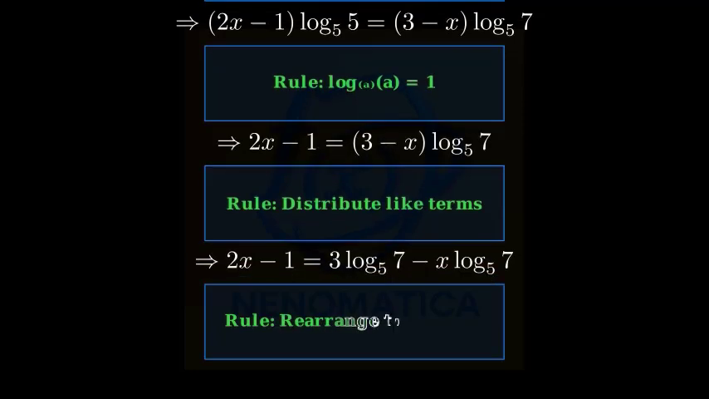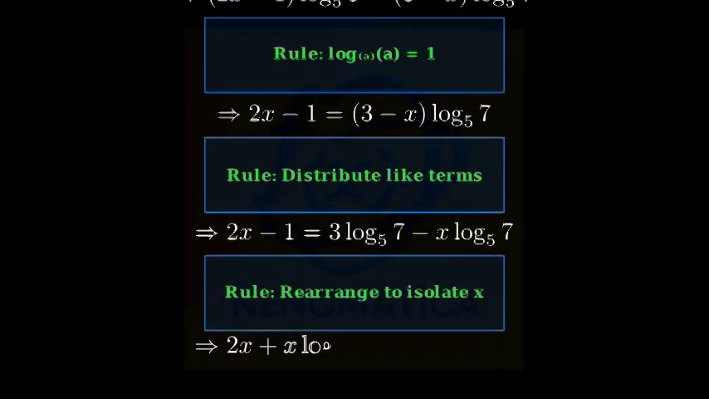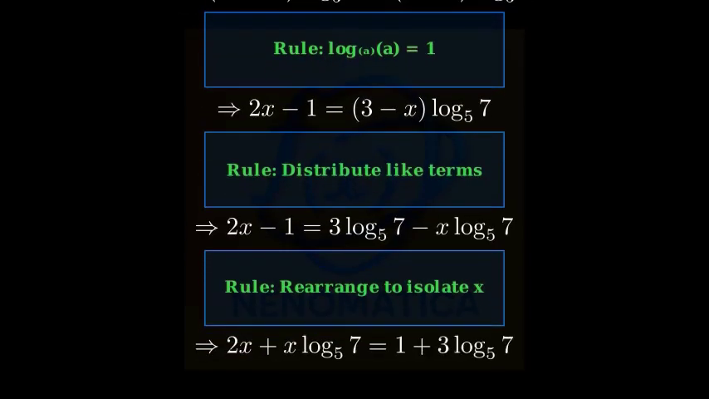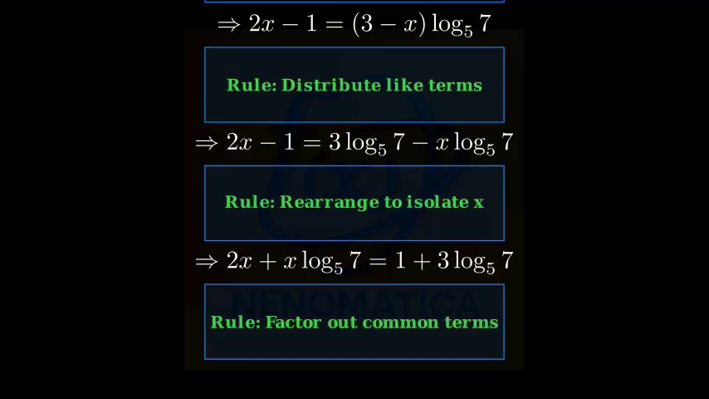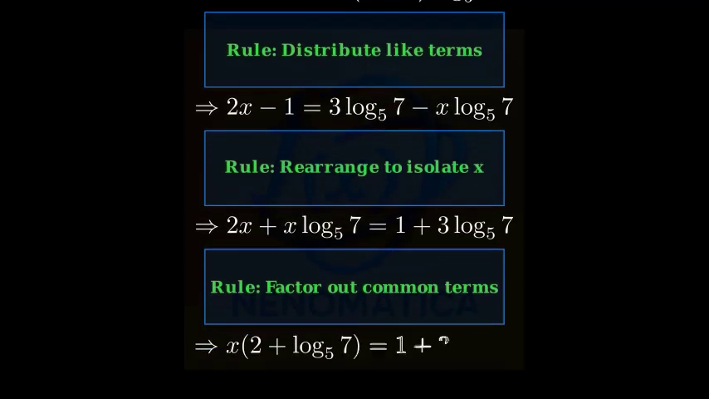To solve for x, let's rearrange the equation to group all terms with x on the left side and all constants on the right. We'll add x times log base 5 of 7 to both sides and add 1 to both sides. This gives us 2x plus x times log base 5 of 7 equals 1 plus 3 times log base 5 of 7. Now, we can factor out x from the left side of the equation. This gives us x times the quantity 2 plus log base 5 of 7 equals 1 plus 3 times log base 5 of 7.